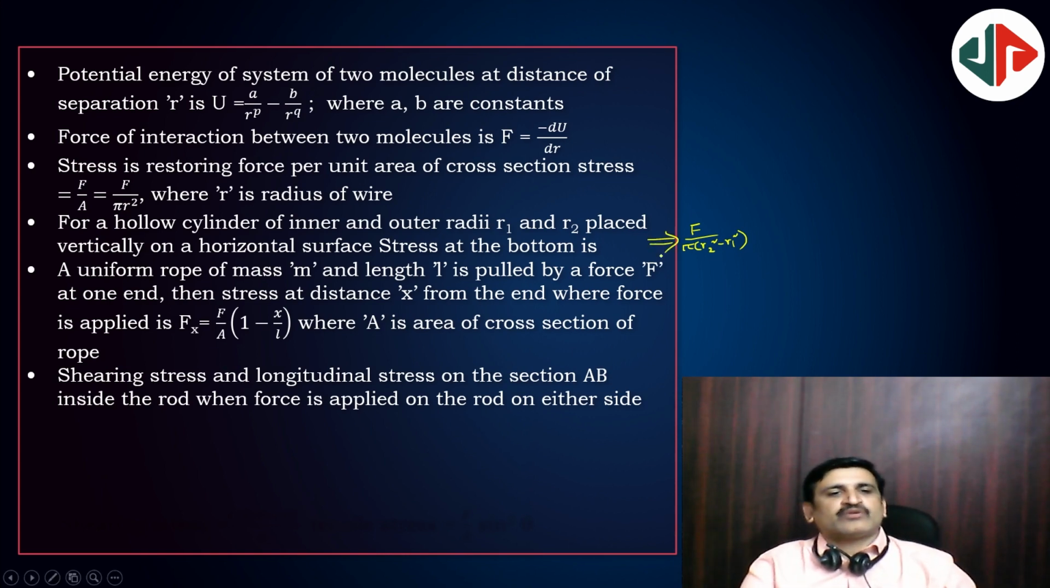A uniform rope of mass m and length L is pulled by a force F from one end. The stress at a distance x from the end where force is applied is F by A into 1 minus x by L, where A is the cross-section area.